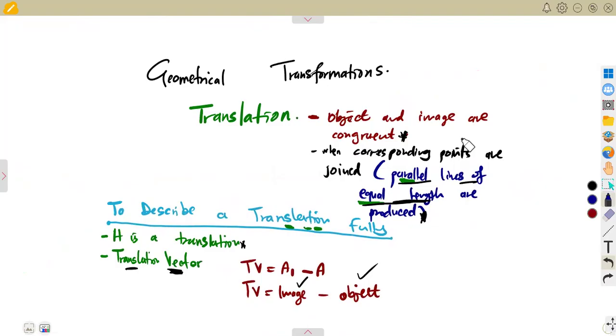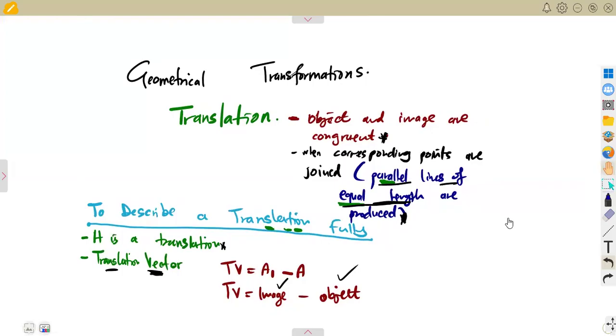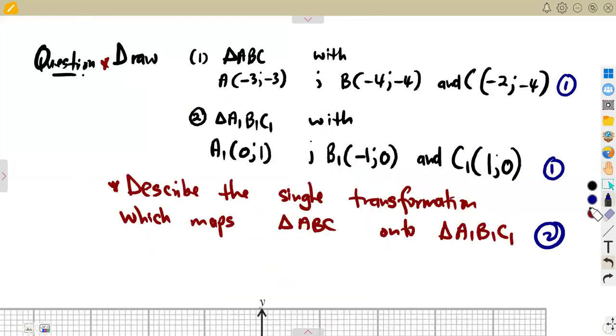Then we did an example there. If you still remember, we had an example. If you never watched that, make sure that you do so, because this is a continuation. We are going to continue from the condition where they can even give you the object and the translation vector, then you'll be asked to draw the image. That will be the major part of this class, but we still need to start with the describing part.